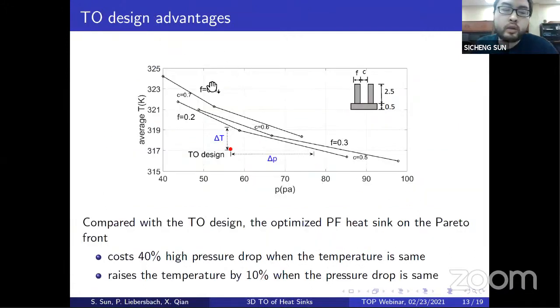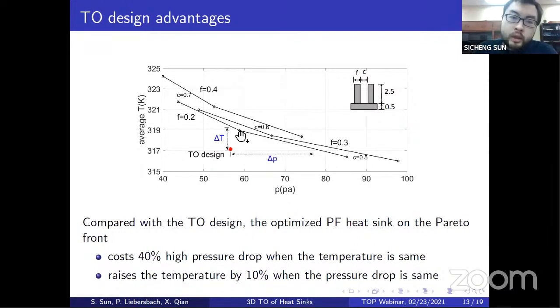So we compare the TL design with the panel plates. We mentioned previously in the introduction, we want to break through the barrier. And we observe that with the TL design here, if they have the same pressure drop as the optimized panel plates, the temperature will be lower. If they have the same temperature, the pressure drop will be lower.